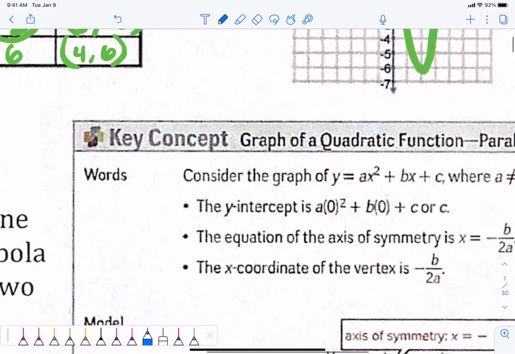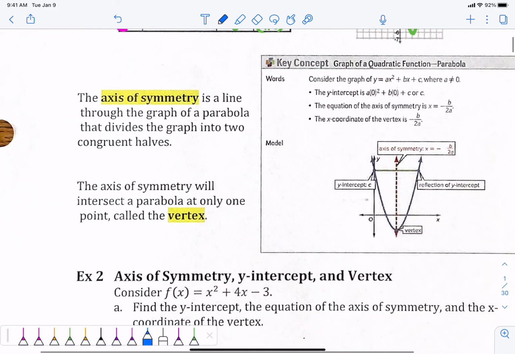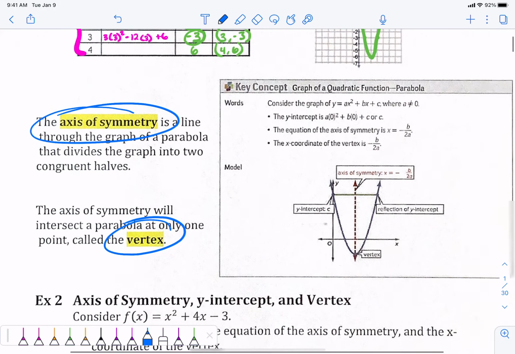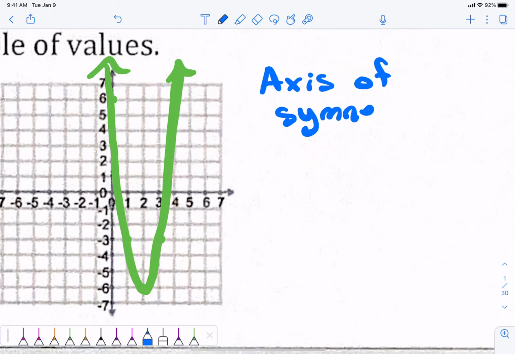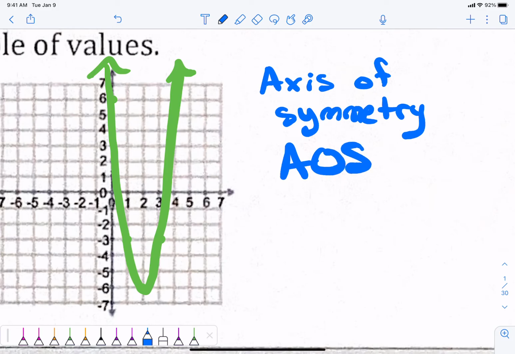Now, down here they start to talk about two things that are qualities of a quadratic function, and they are called the axis of symmetry and the vertex. So I'm going to go up to here and show you what these are. Okay, the axis of symmetry, S-Y-M-M-E-T-R-Y, is called the AOS. That's how I refer to him because I'm too lazy. AOS is the axis of symmetry.